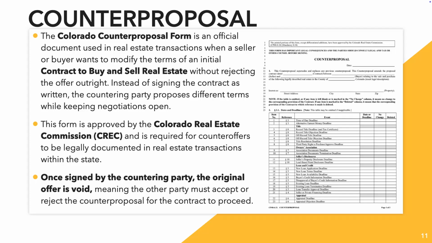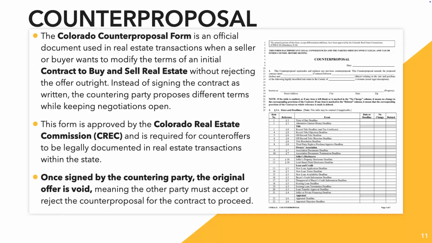You guys can see this. It has the date. It has the original contract, who the parties to the contract are. The address is on here, not the legal description. And as we're looking through this, we can see date or deadline, no change or deleted, right? We could actually go through and say, hey, I'm not going to give you that contingency. What we are looking at on these dates and deadlines are contingencies. On your exam, that's what they're going to call them.